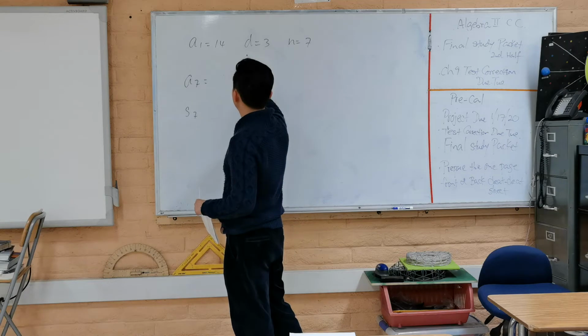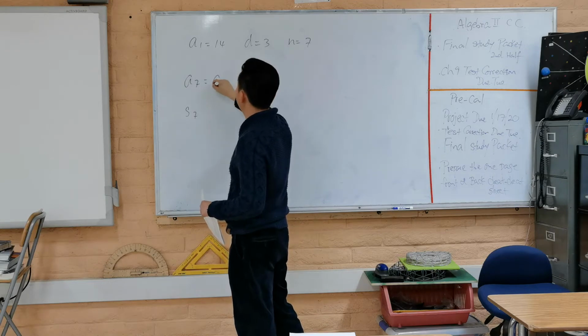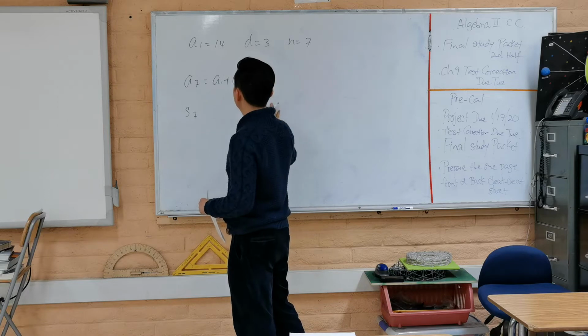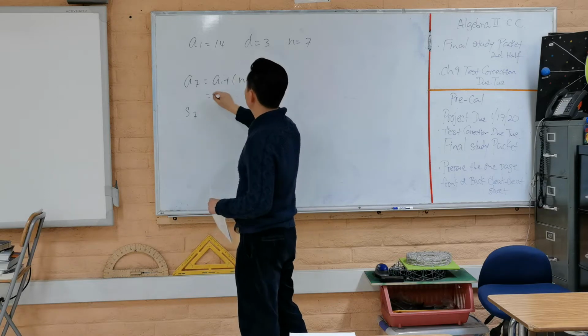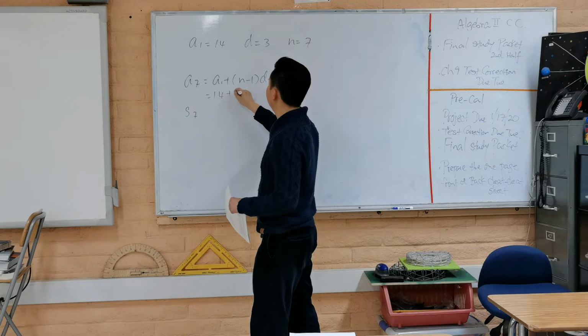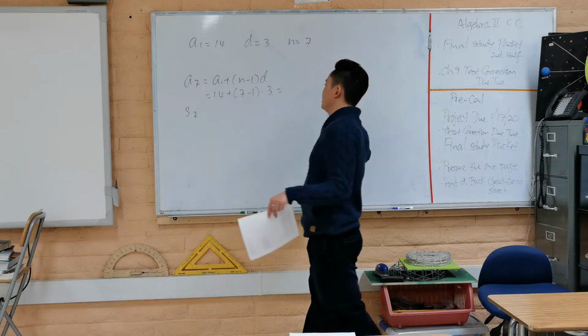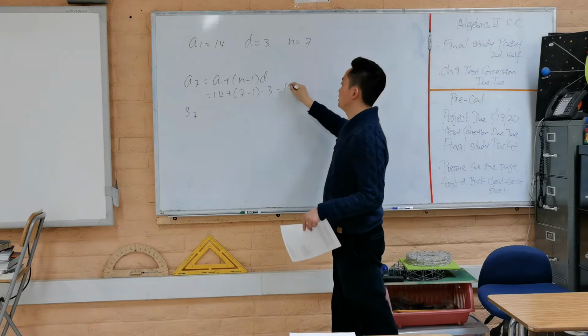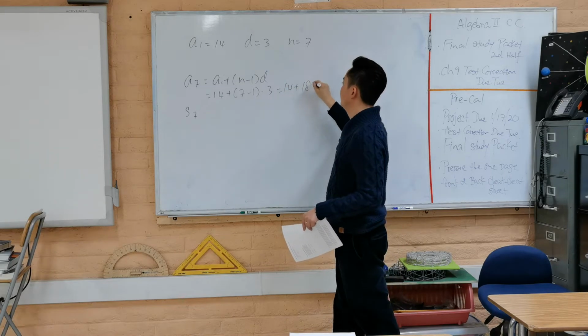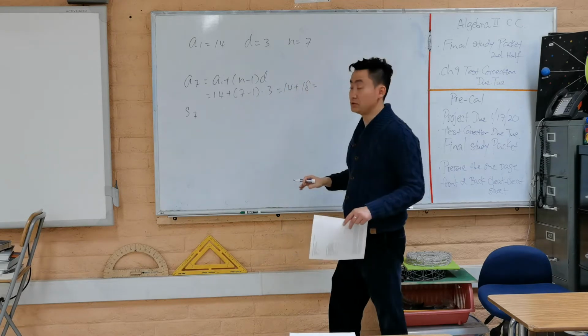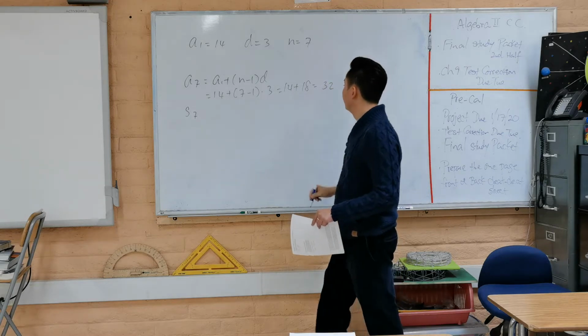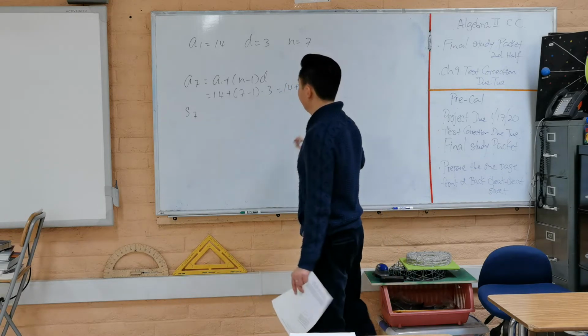So for the arithmetic sequence, we have A1 plus quantity n minus 1 times the common difference. So for A1 here we got 14, n is 7, minus 1, common difference 3. So 14 plus 6 times 3, 18. So 14 plus 18, which is what? 32. So that's the 7th term.